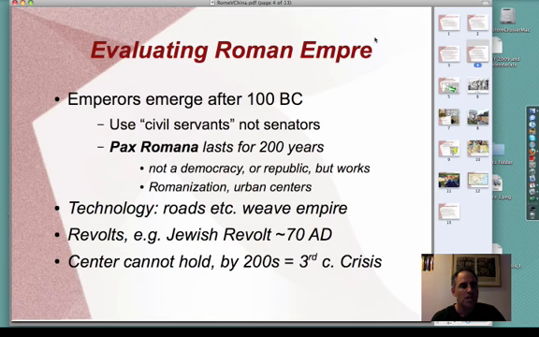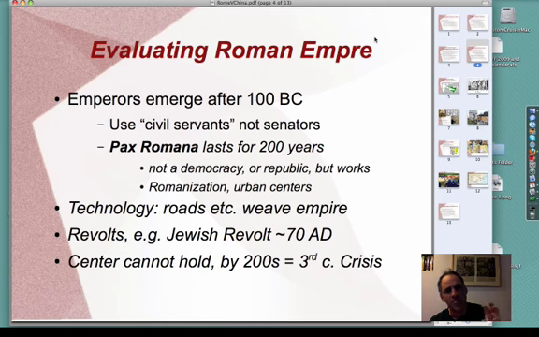Evaluating the Roman Empire. So there's a couple of things that are interesting. One is that after about 100 BC, we do have emperors emerging. And the emperors move from a system where instead of senators being in charge, they kind of go one level down the economic ladder and find these people that become civil servants. So the Roman Empire becomes this amazing bureaucracy, controlled ultimately by an emperor. So in that sense, it's not democratic at all.